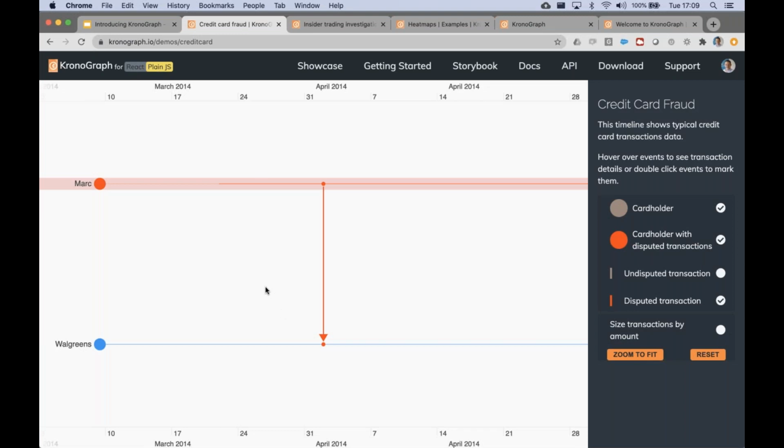So to start out, let's start with something really, really basic before we get onto the cool visual stuff. We'll start with a credit card fraud example, but before we do that, just to look at the most simple possible timeline you can imagine, this is a single event in time. What we're looking at here, in this case, is a credit card transaction. There's a lot of information visible here on the screen. It's basically telling us that somebody called Mark spent some money in Walgreens.